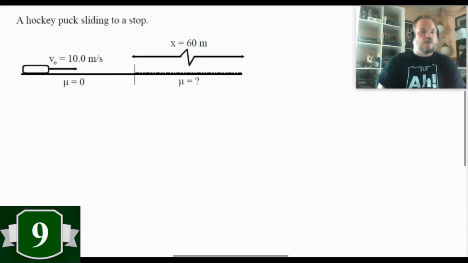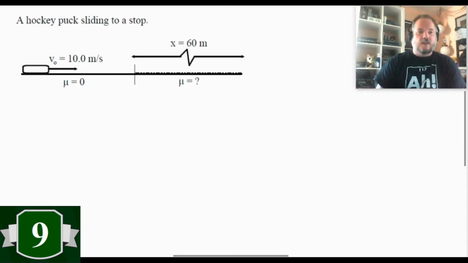Okay, so this problem is a hockey puck that is sliding along with an initial speed of 10 meters per second. We're not going to worry about the numbers here, but it's on a frictionless surface, very smooth ice. And then at some point it hits some rougher ice, and it slows and stops in 60 meters. The question is, what is the coefficient of friction of this ice?